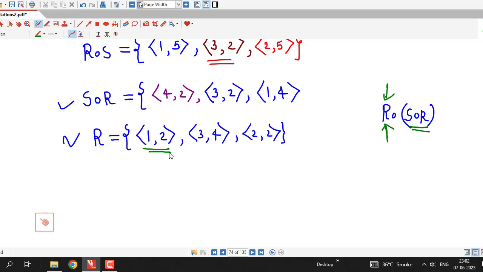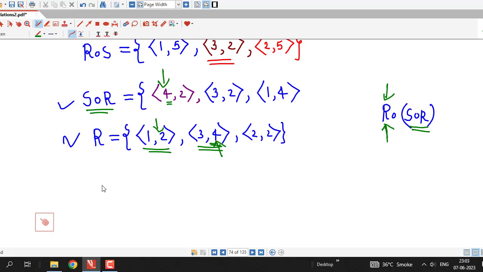Here 1 2 belongs to R, and I have to search in S composite R for those ordered pairs whose first component is 2. There is no ordered pair here whose first component is 2. So I come here for 3 4. Here the second component is 4, and here the first component is 4. So 3 4 belongs to R and 4 2 belongs to S composite R.